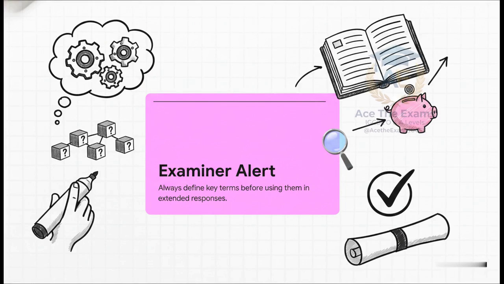Listen up, because here is a major examiner alert. Reports constantly reveal that candidates confuse key terminology. The mandate here from Cambridge is simple, but it's incredibly strict. You must clearly define your key terms before you start throwing them around in your extended written responses. Seriously, don't just assume the examiner knows that you know what capital expenditure or revenue reserve means. Actually, scratch that. Don't assume anything. Define it briefly first and then apply it. It proves you have that rock-solid foundational understanding.